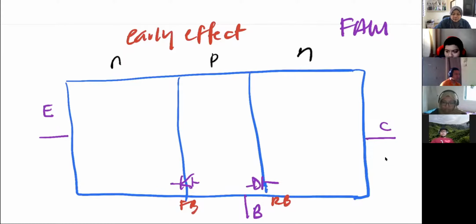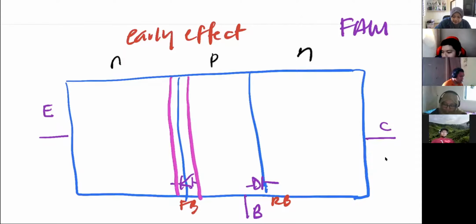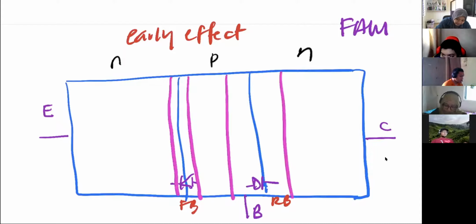Okay. So if I ask you to draw the depletion region, then the forward biased junction will be small, roughly, and the reverse biased junction should be bigger. Can you see? Okay. So that's the normal case.